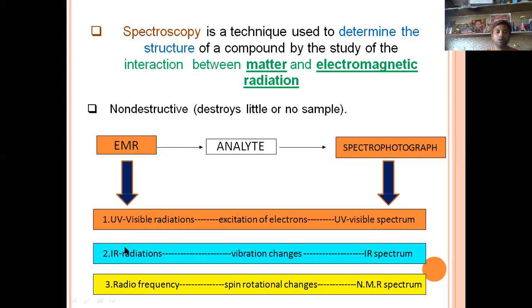In IR spectroscopy, the IR radiations interact with the molecules, and there are vibrational as well as rotational changes, and we get the IR spectrum. And this is NMR. Radio frequency interacts with the molecules. There are spin rotational changes, and we get the NMR spectrum.